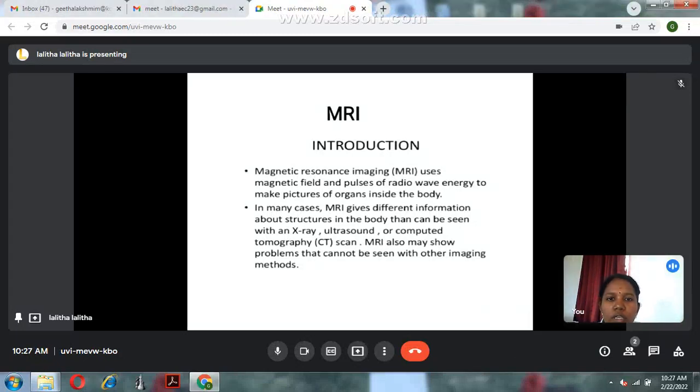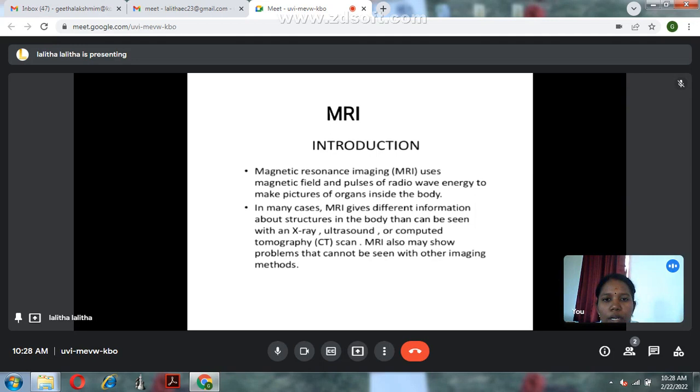MRI. So, introduction. MRI is nothing but magnetic resonance imaging. It uses a magnetic field and pulses of radio wave energy to make pictures of organs inside the body. Mostly, MRI is used to make pictures of organs inside the body. It is mainly used in the MRI system.